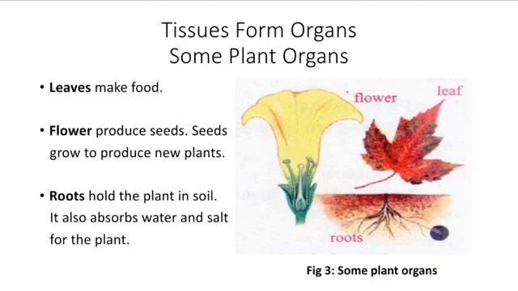So here are some important plant organs. The plant leaf is an important organ, and leaves make food. A flower is another important organ of plants. Flowers produce seeds. Seeds grow to produce new plants. The organ that holds the plant in the soil is called the root. Root also absorbs water and salts for the plant.